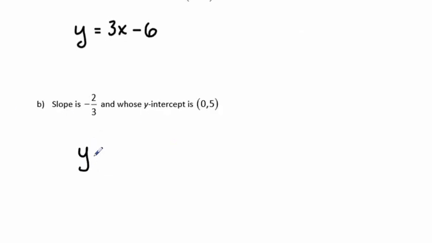In part B, this equation would be y equals, the slope is negative 2/3, x, the intercept is (0, 5), so we'll have plus 5 at the end.